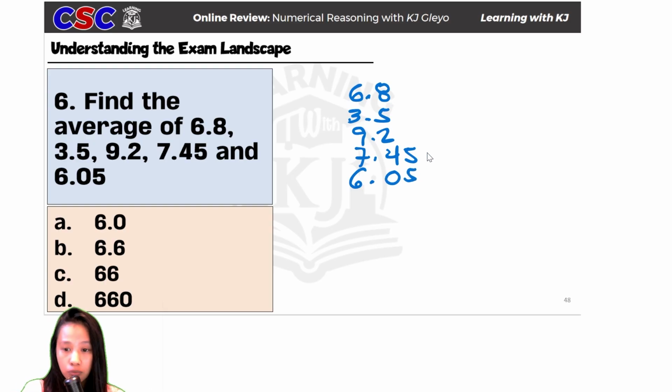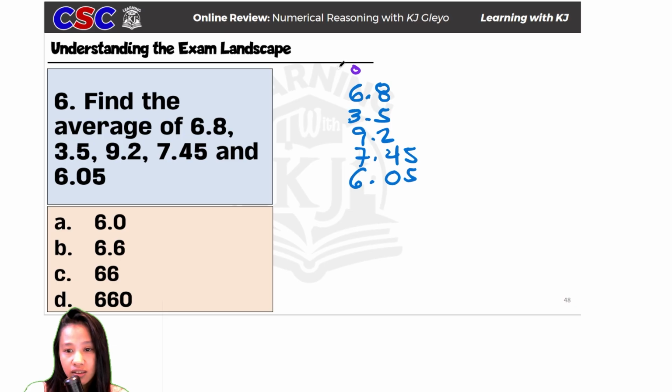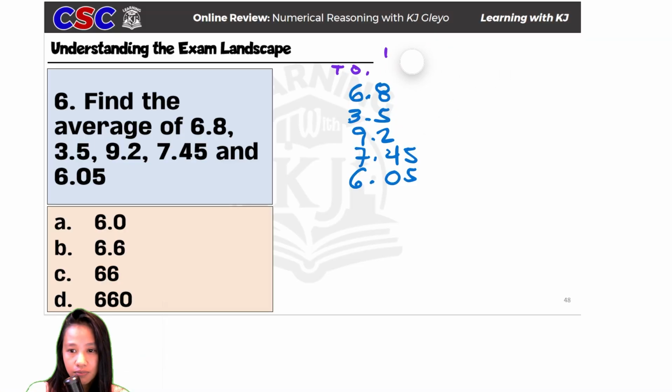For those who are not familiar with them yet or umabsent ng mga time na nile-lecture to ng kanilang teachers, we have here the digits. We call this the ones digit. Kung meron pang kasunod in front of it, the tens digit. Ito naman, ito yung tenths. Ganito spelling, tenths. Ito naman yung sa pangalawang column. This is what we call the hundredths digit, okay? I'm not sure if this is the correct spelling, pero just to avoid confusion, we need to keep this in mind, okay?